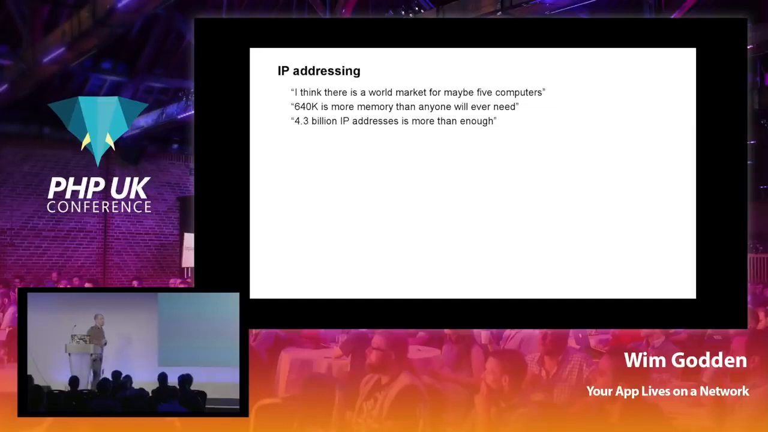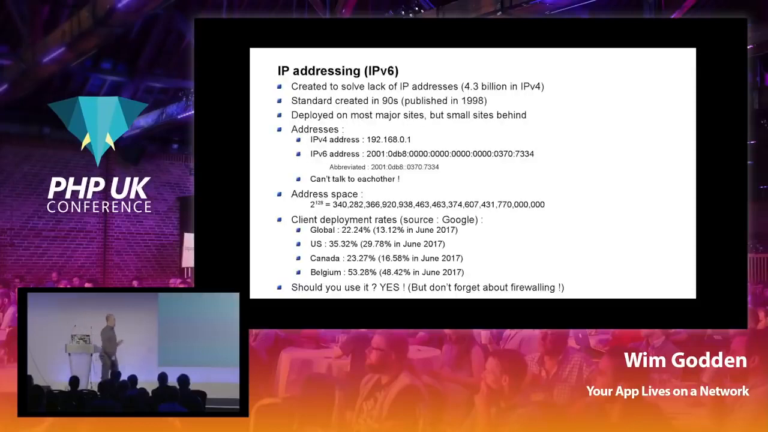Anyone ever heard this phrase? "I think there's a world market for maybe 5 computers." Someone said it somewhere in the 50s. I think it was someone working for IBM. Or "640K is more memory than anyone will ever need," something that Bill Gates said at some point. And that's another one: 4.3 billion IP addresses is more than enough. That's what they thought in the 70s when they built IPv4. It is not enough. We are running out, and we have been running out for a while.